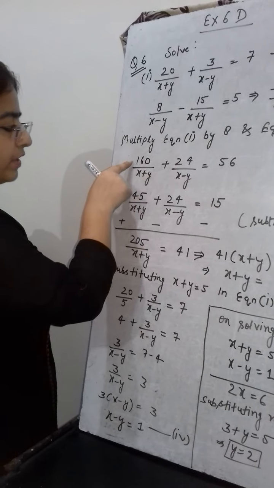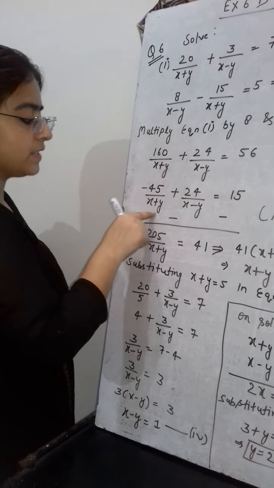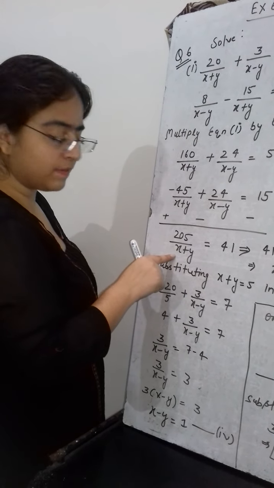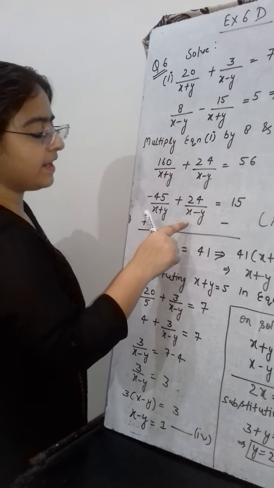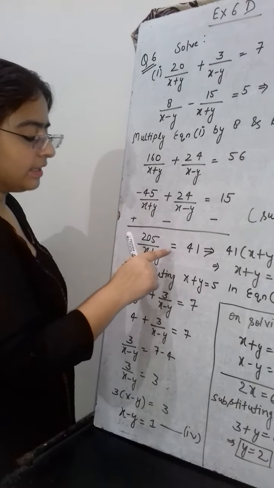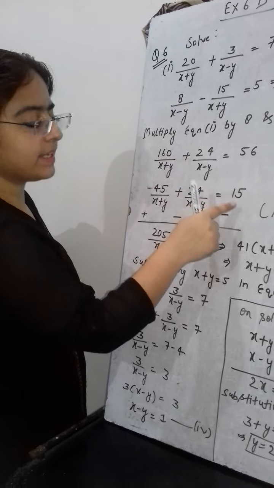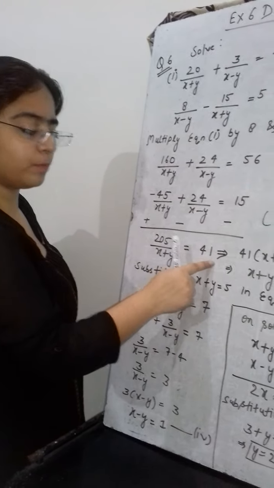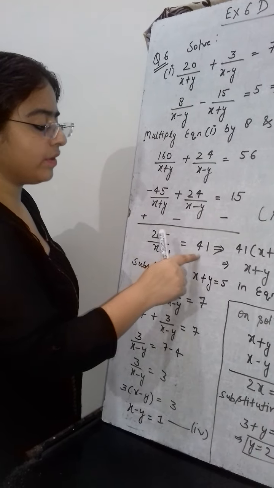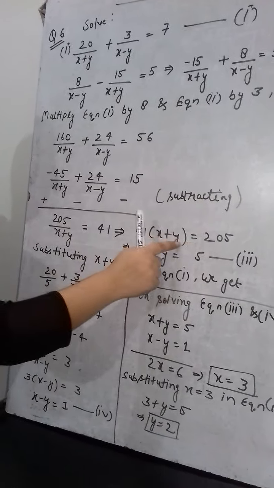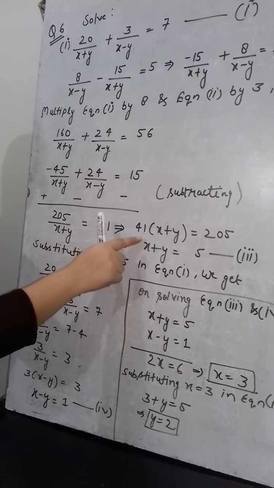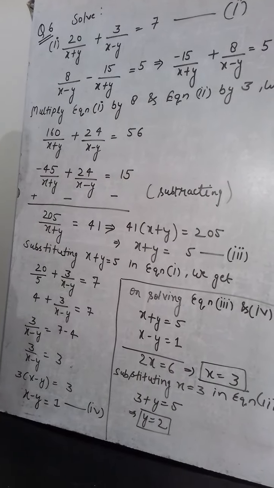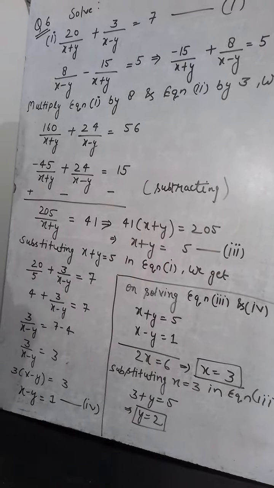Now as a result we get 160 upon x plus y and plus 45 upon x plus y. They will be added. So we get 205 upon x plus y, and plus 24 upon x minus y and minus 24 upon x minus y cancelled. So equal to 56 plus 56 and minus 15. So we will get 41, and the sign will come of the bigger number. So plus 41 is here. Now on cross multiplying we get 41 times x plus y equal to 205. Then 41 fives are 205. So we get x plus y equal to 5. This is equation number 3 which we have obtained.